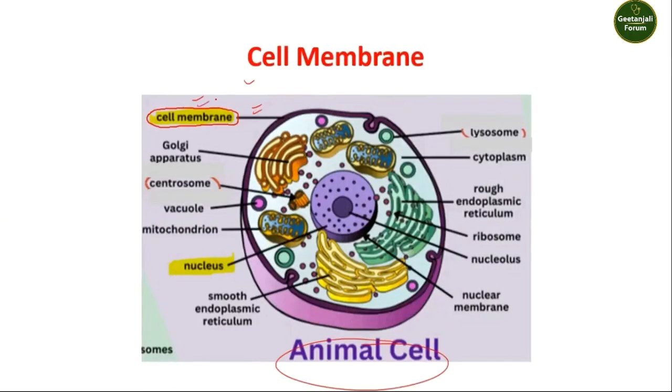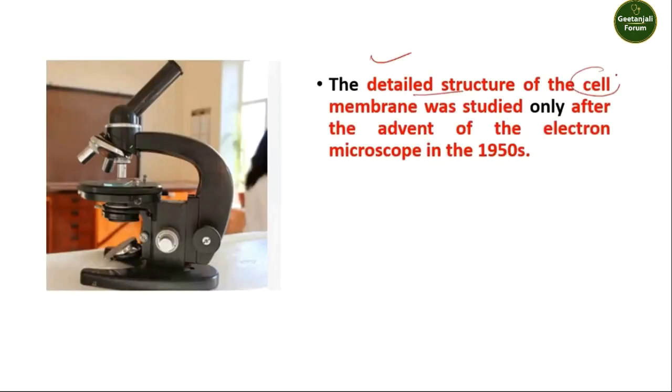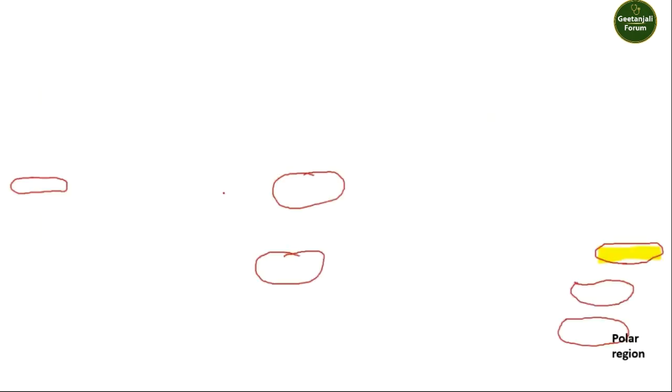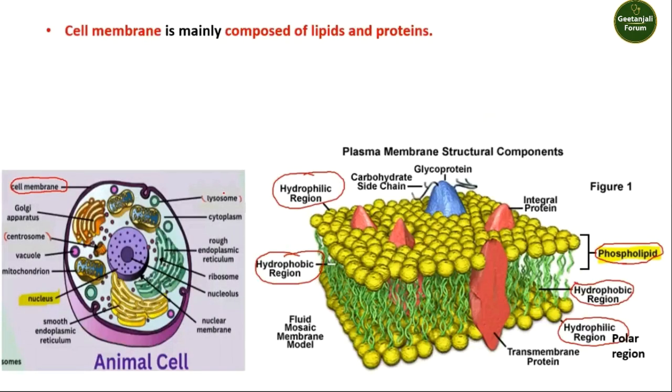So first one is the plasma membrane. This is plasma membrane. It is outermost layer of animal cell, while the outermost layer of plant cell is cell wall. Detailed structure of cell membrane was studied after invention of electronic microscope. During 1950s, electronic microscope was invented and only after that we got to know how cell membrane is composed. It is cell membrane. Its detailed structure is given here.